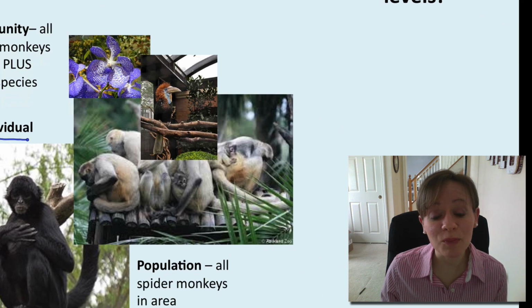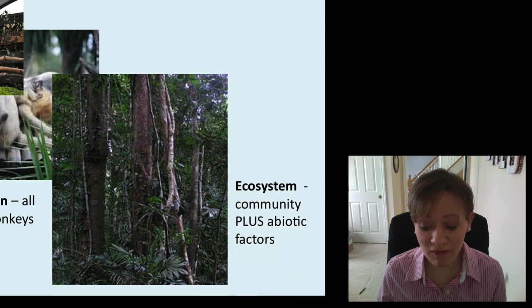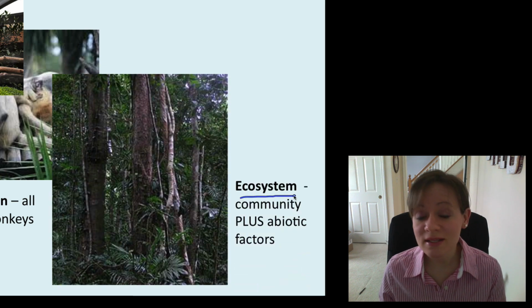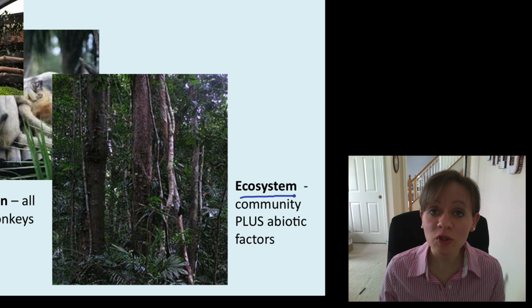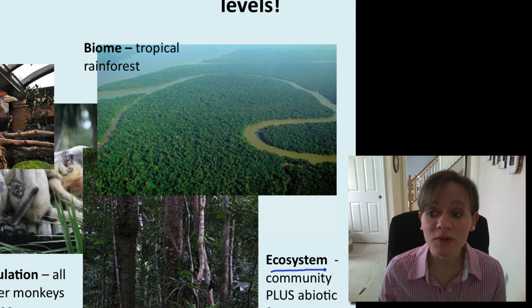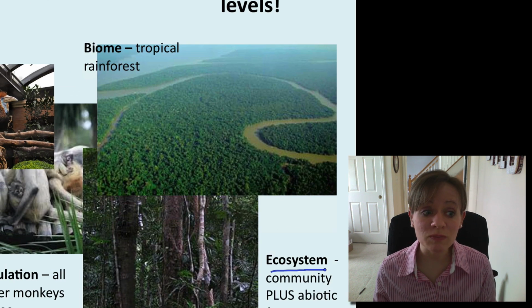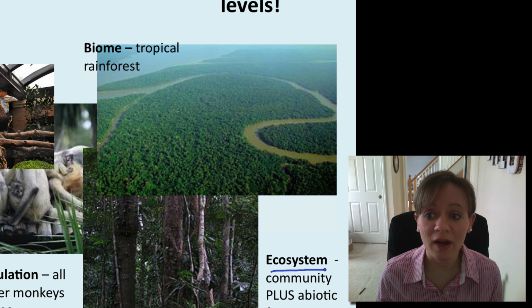The next level up, we start to add in abiotic factors. So this is called an ecosystem. It's the community plus abiotic factors like sun, wind, rain, those sort of things. And then when we get a whole bunch of similar ecosystems together, we get what's called a biome. And so the biome that the spider monkey lives in is called the tropical rainforest.